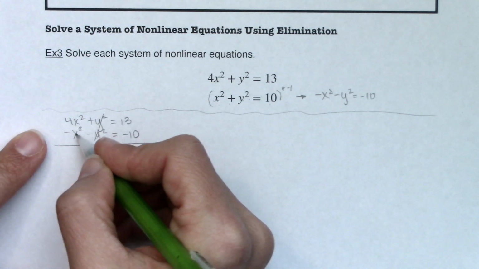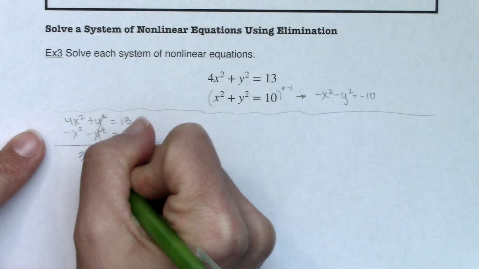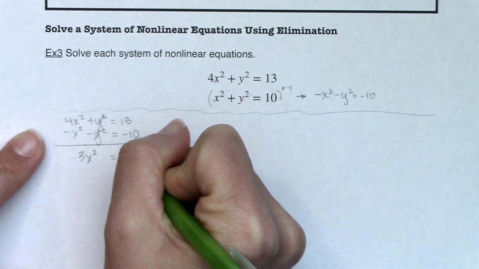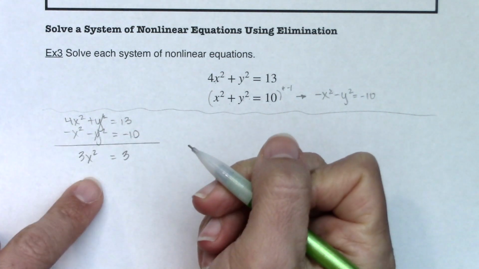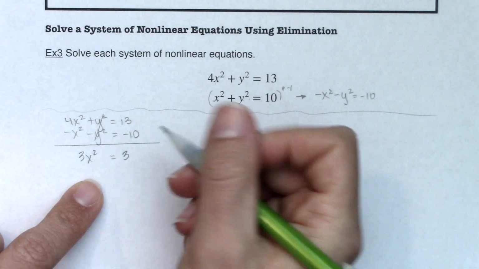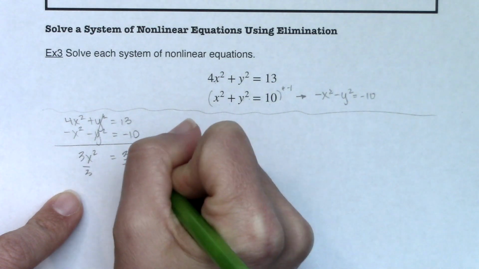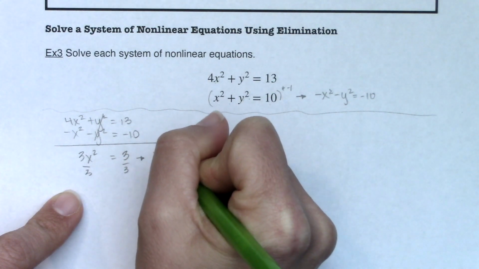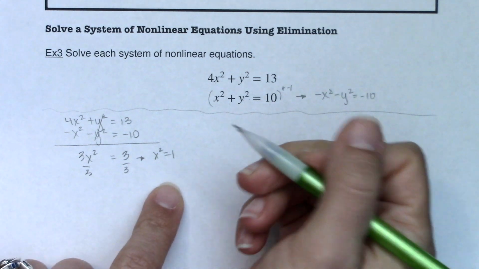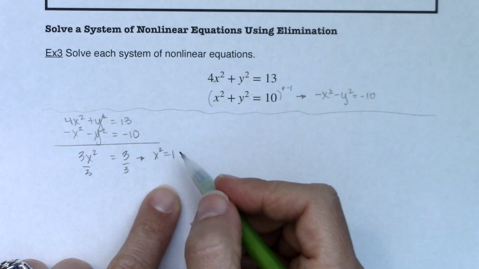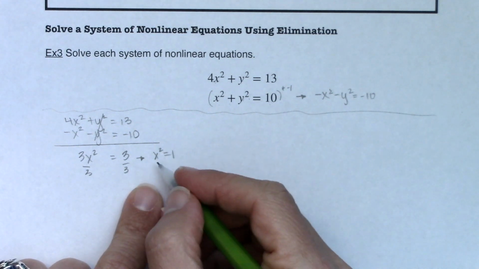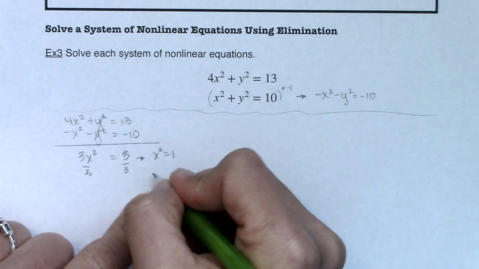And what do we have? 4x squared minus x squared is 3x squared. That will be equal to 13 minus 10, which is 3. And then I start to solve for x, right? I'm going to divide both sides by 3, and that's going to get me x squared equaling 1. And there's a couple of ways you can solve this. You can take the square root of both sides, right? And you would arrive at x equaling plus or minus 1.